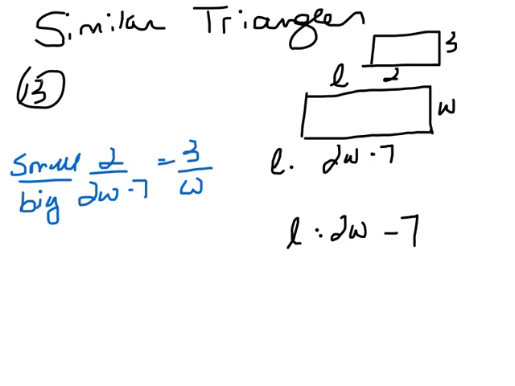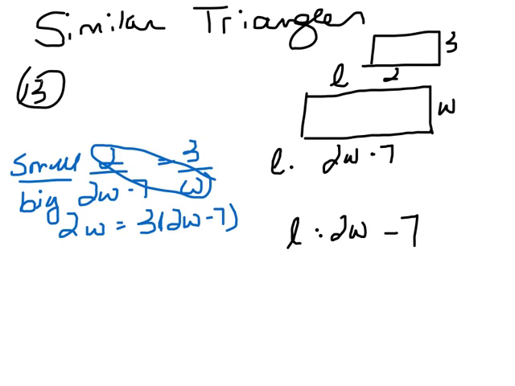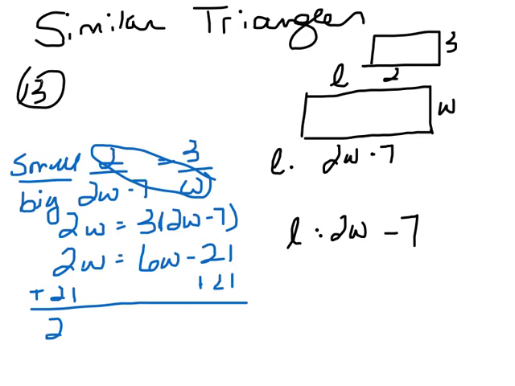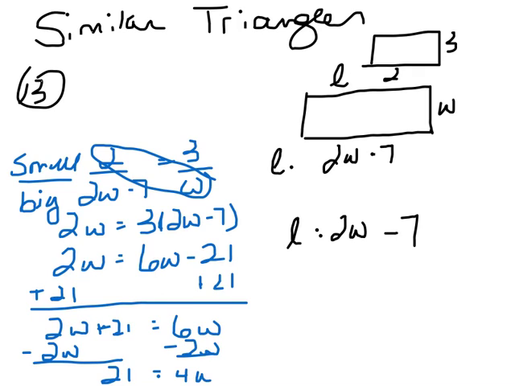And I'm going to cross multiply. 2 times 2w minus 7 is equal to 3 times w. Okay, so 4w minus 14 is equal to 3w, and I'm going to move my w's to the left by subtracting them.